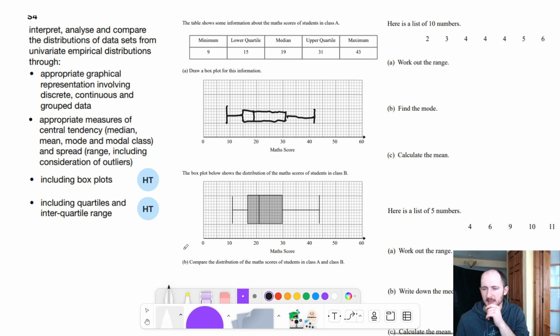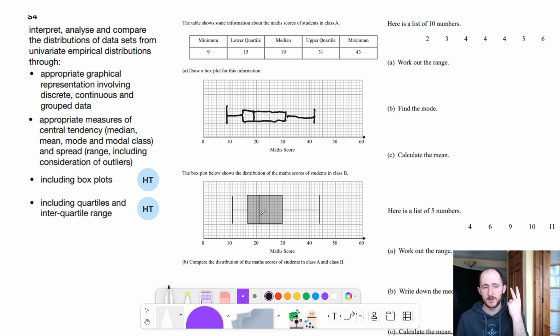And this is compare the distribution. So what do you compare? You compare the median. So on average, people in class B scored higher than class A, because look at this line. It's further to the left. That's one set of marks.